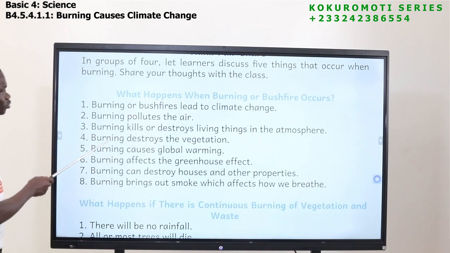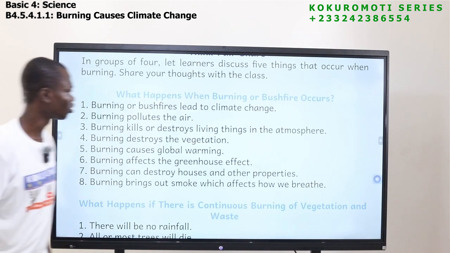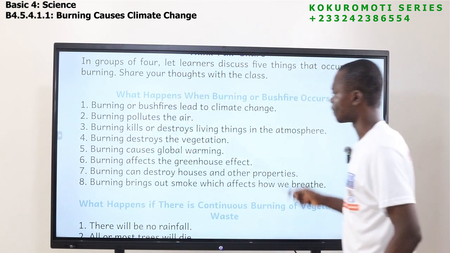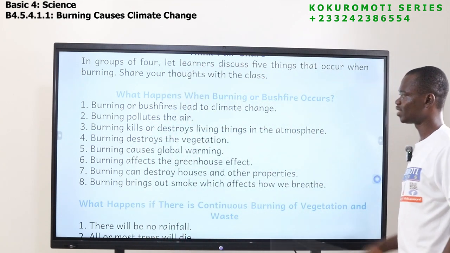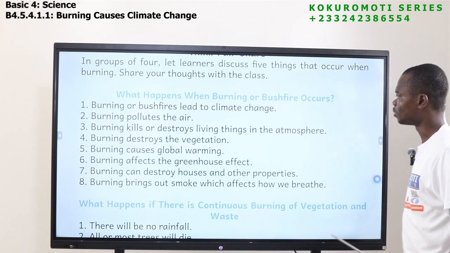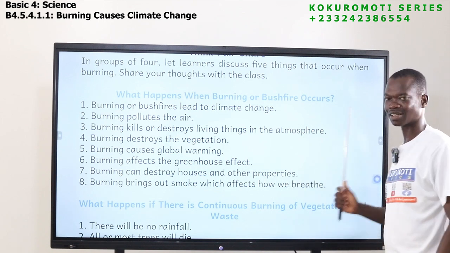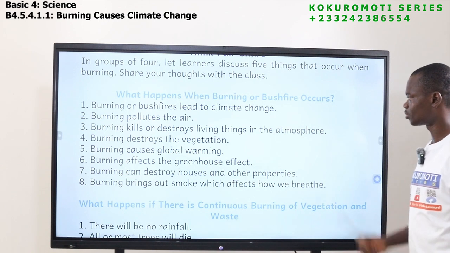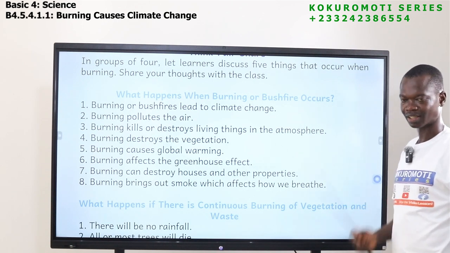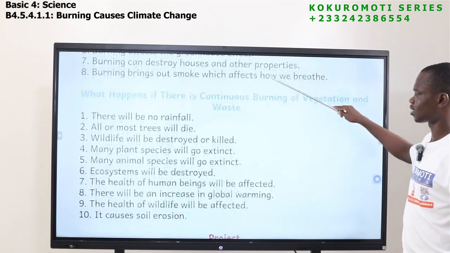So these are the things that will happen when burning occurs. So these ones, we need to know them. Anytime we burn something, these are the things that happen. It happens to human beings, it happens to properties, it happens to animals, it happens to plants, and it happens to the weather or the climate.